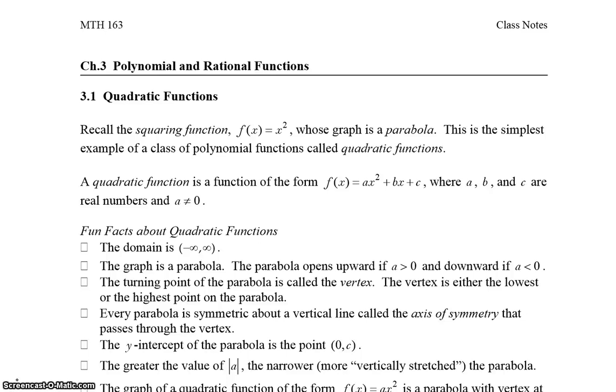We would also call such a function a second degree polynomial function because the highest power of x that appears is 2. So there must be an x squared term to have a quadratic function.